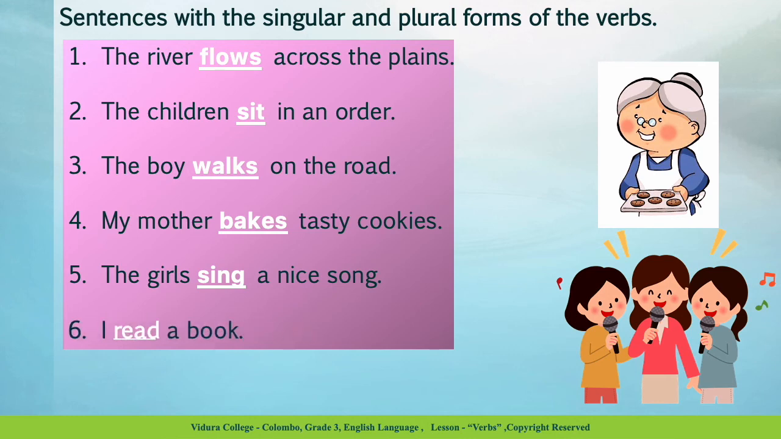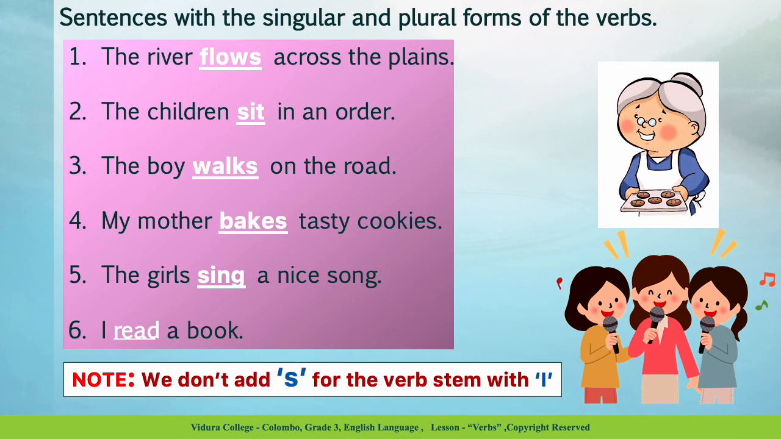Now look at this example. I read a book. In here, even though the noun is singular, we have not changed the verb stem because I is special. So that means when we use verbs with I, we do not change the verb stem.